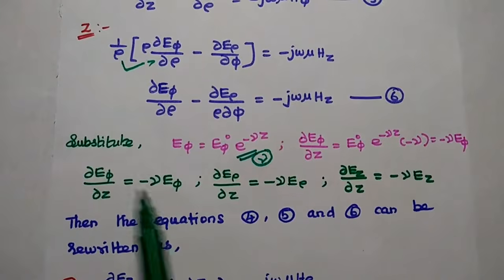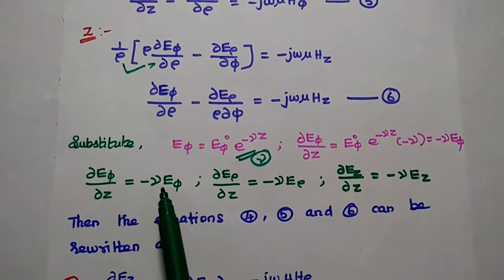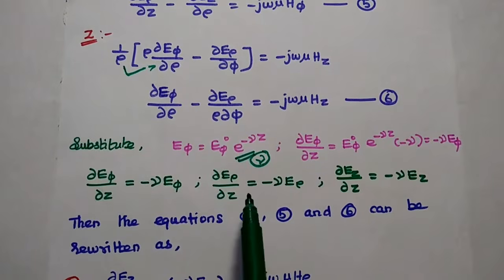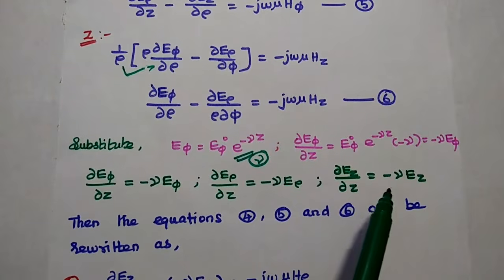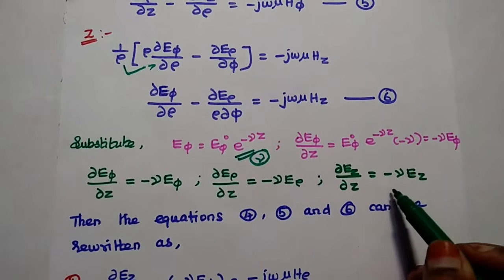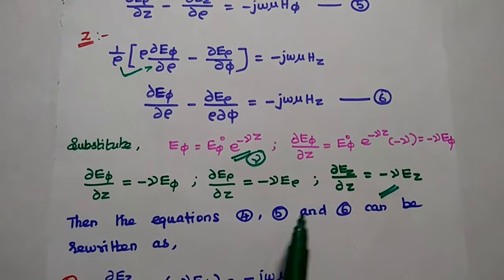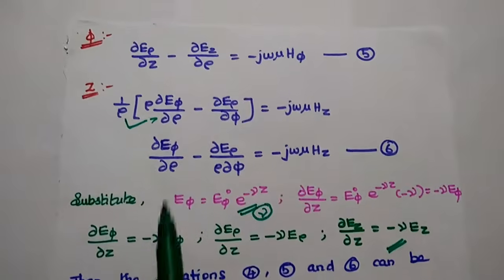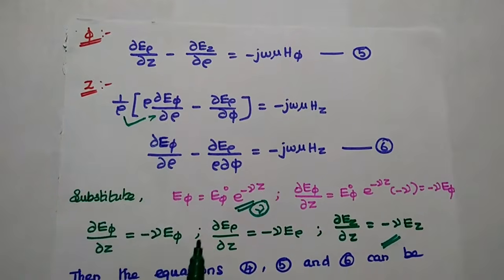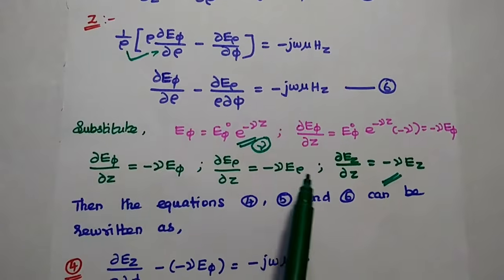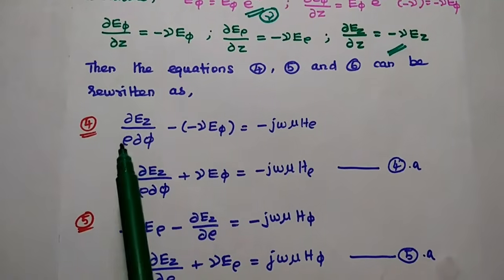Then we can get the values ∂Eφ/∂z is equal to minus γEφ, ∂Eρ/∂z is equal to minus γEρ, ∂Ez/∂z is equal to minus γEz. So we are going to substitute these three values in the fourth, fifth and sixth equations. In these fourth, fifth, sixth equations we have the differentiation with respect to z, so all those components can be replaced with these values.